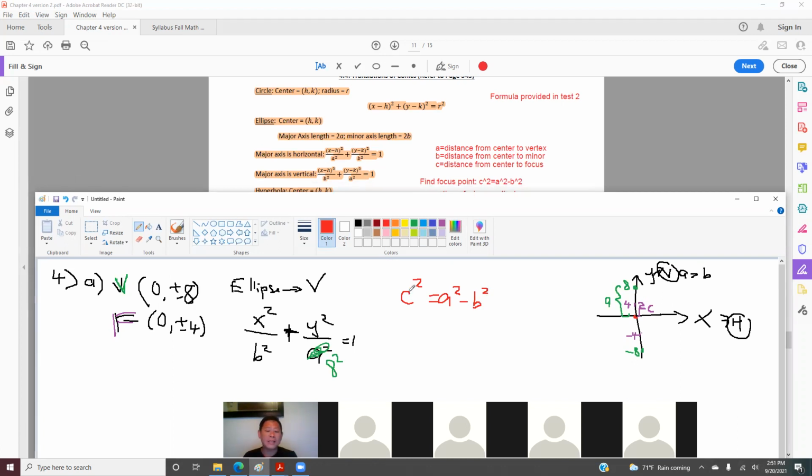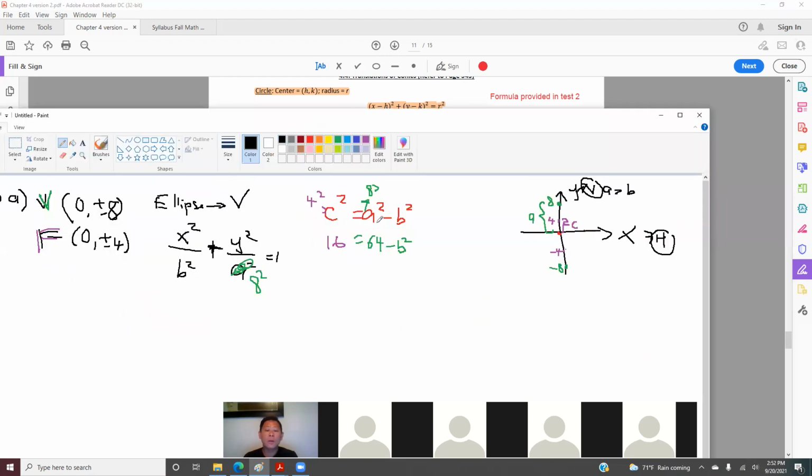So does anyone know what C is here? C is from here to here. That gives us what? 4. So it is 16. This is 4 squared. And we know A is 8 squared. Does anyone know what 8 squared is? 64. And you guys need to solve for B.